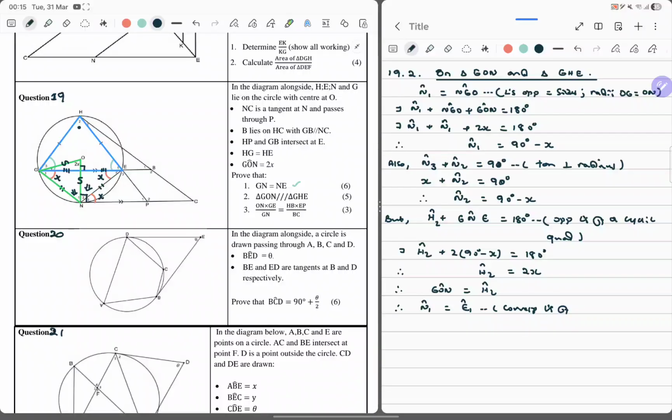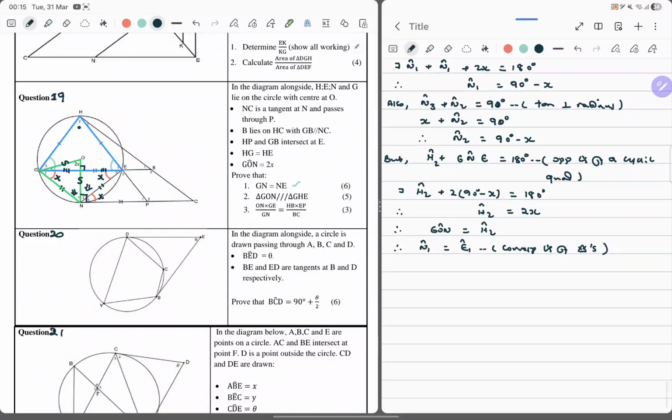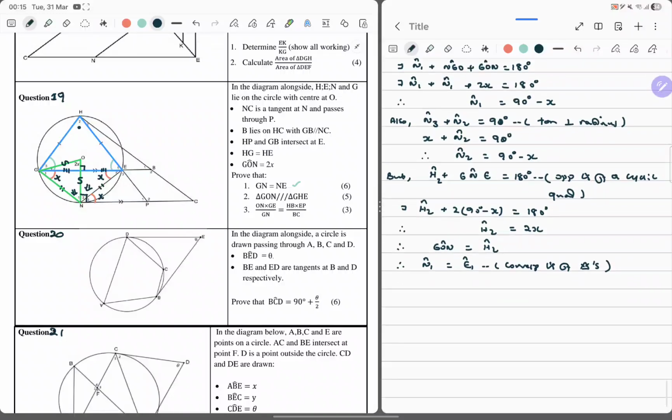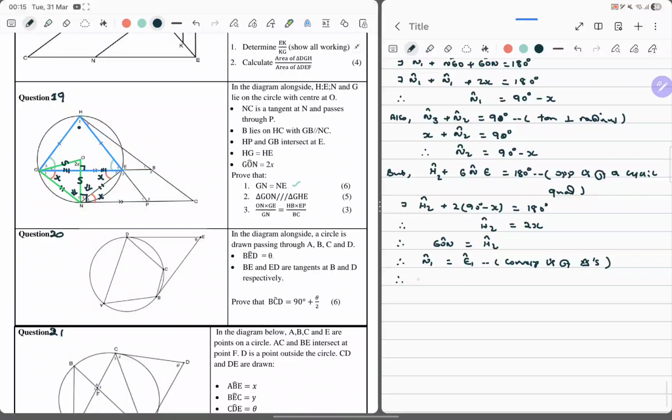Corresponding angles of isosceles triangles. I feel like it's overwhelming me. If I'm going to go through it step by step, we can easily make a conclusion that therefore this triangle GON is similar to triangle GHE. Whatever, it's done, guys.